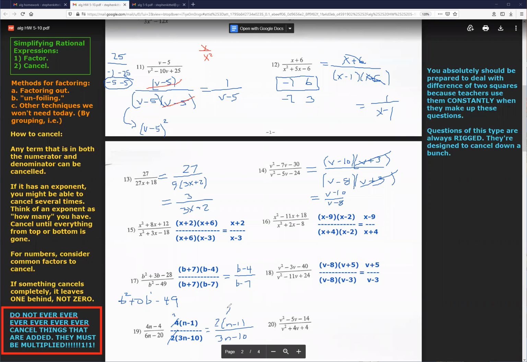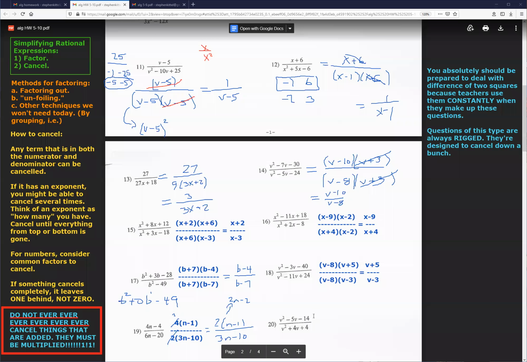And maybe you write this as 2n minus 2, maybe you don't, but this is the best we can do with it. Do not go any further. Do not do any other cancellation. Do not do 4 and 20 leaves a 5. Do not cancel these n's. That is bad. That is bad. That is everything that I yelled at you earlier not to do. Factor first because this is subtracted, then do your cancel.